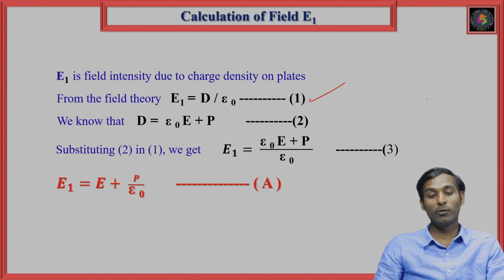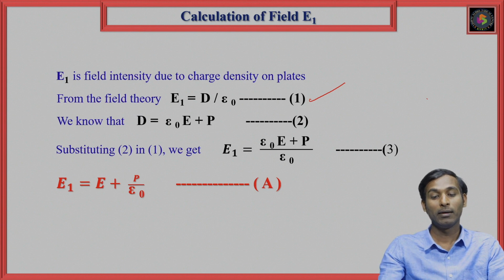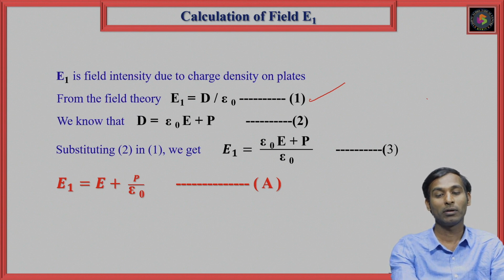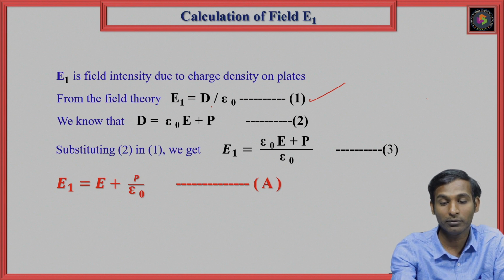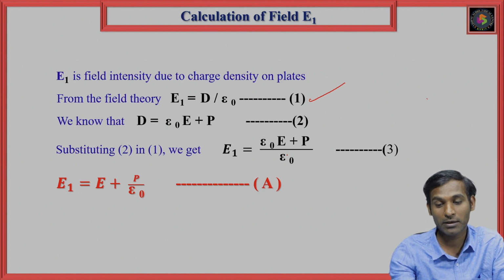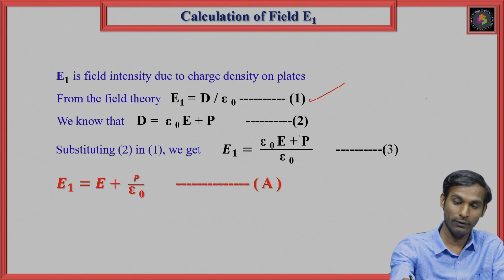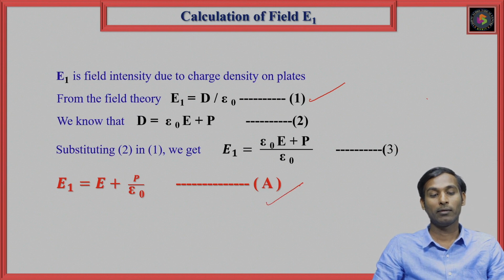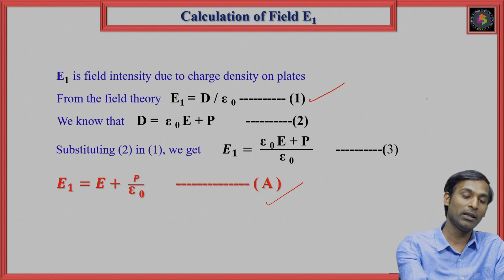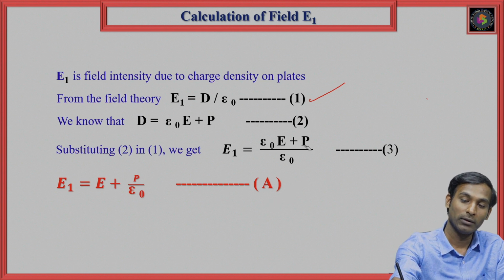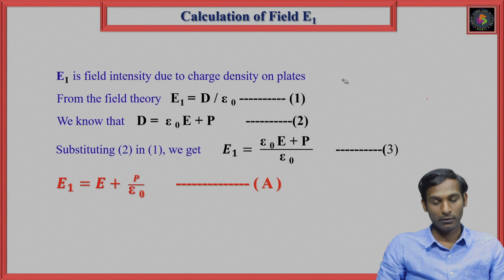Okay, so substitute equation 2 in equation 1, we get E1 is equal to, what is our D value? Epsilon naught E plus P divided by epsilon naught, right? So in this equation, you can simplify equation number 3, we will get equation number A. That means field E1 due to charge density on the plane is given by E plus P by epsilon naught. P is said to be polarization. This is the required expression for the field E1.